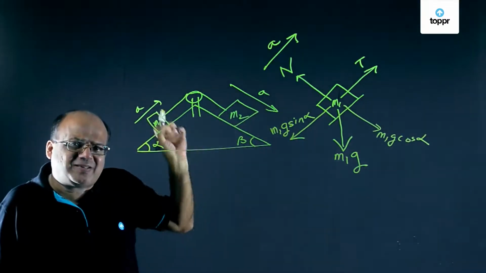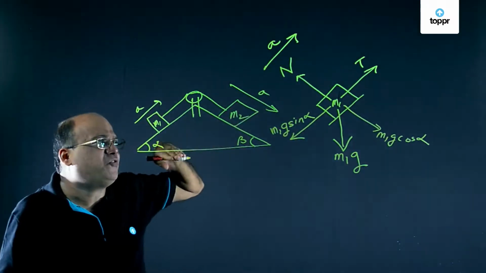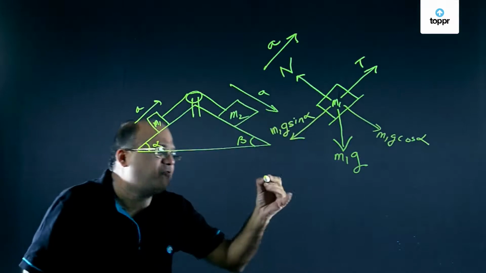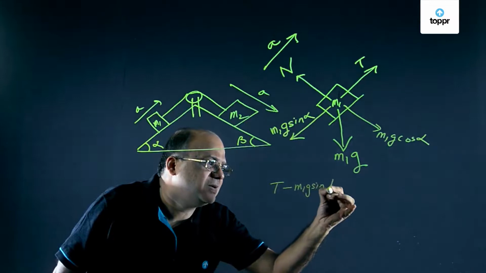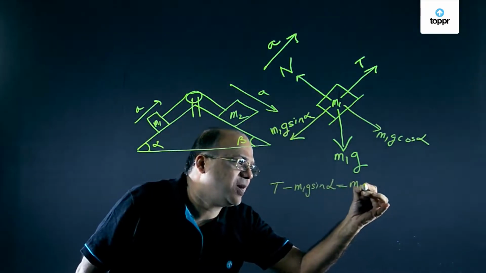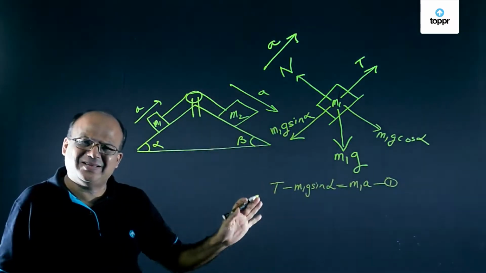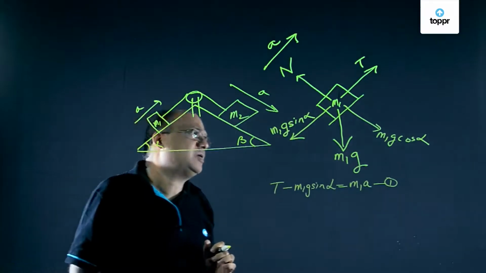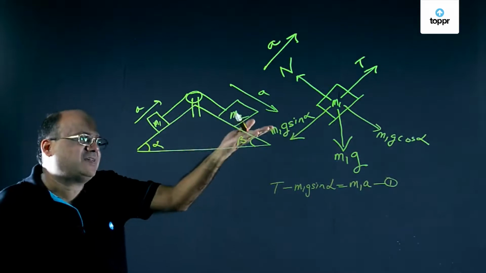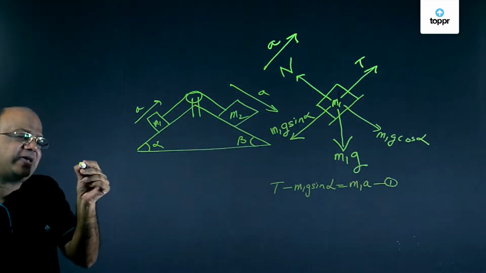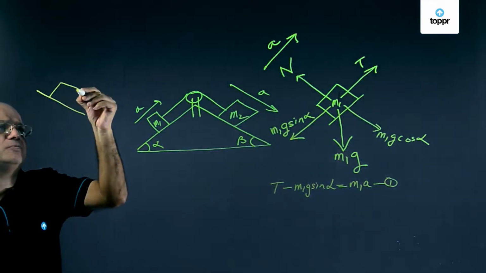We are bothered about acceleration right now. Acceleration is along the plane. So net force is up the plane. Net force is T minus m1g sine alpha, and that will be equal to mass into acceleration. Call this equation 1. Right? A similar equation we had got in the previous problem also. Now we look at m2. m2 is lying on that side. So we draw this small inclined plane like this. This is m2.